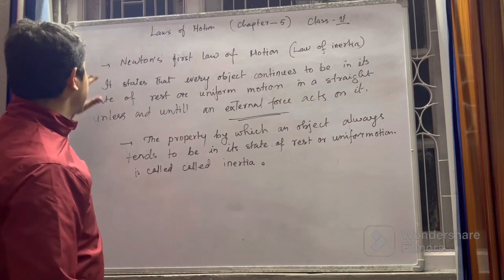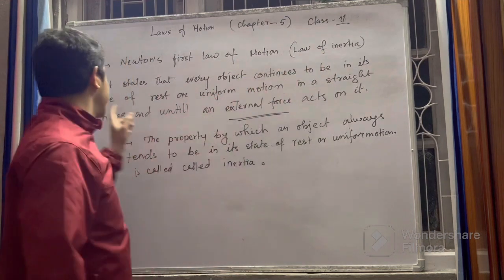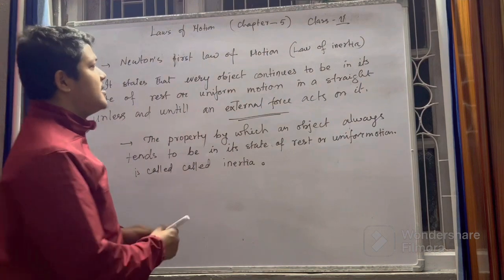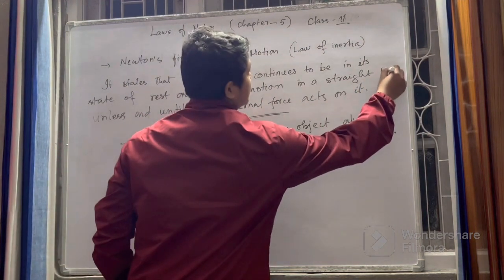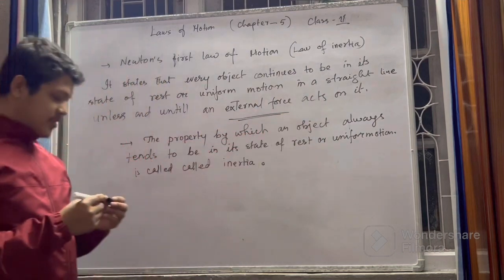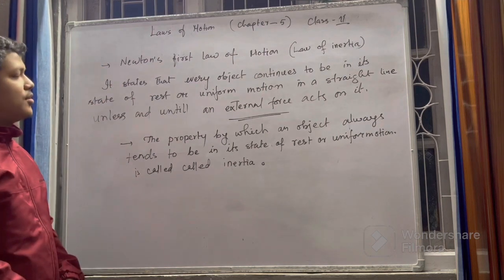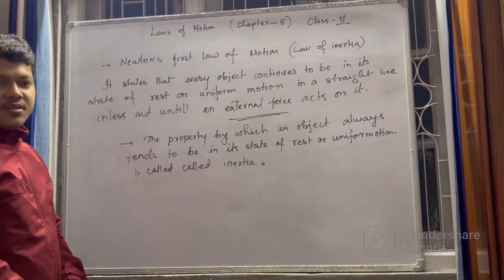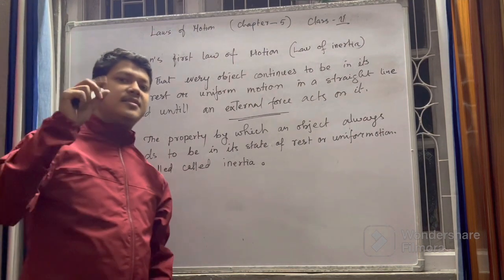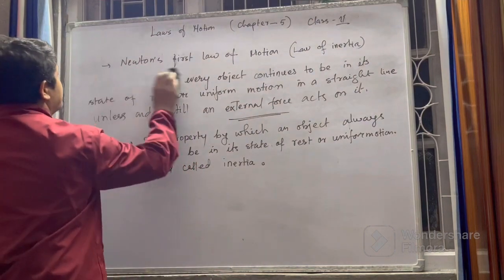That is why Newton's first law of motion, which explains that every object continues to be in its state of rest or uniform motion in a straight line, unless and until an external force acts on it, right? So that is why Newton's first law of motion is known as the law of inertia. Okay, so hope this thing is clear to you. Now let us discuss the second law of motion. So what is the second law of motion?